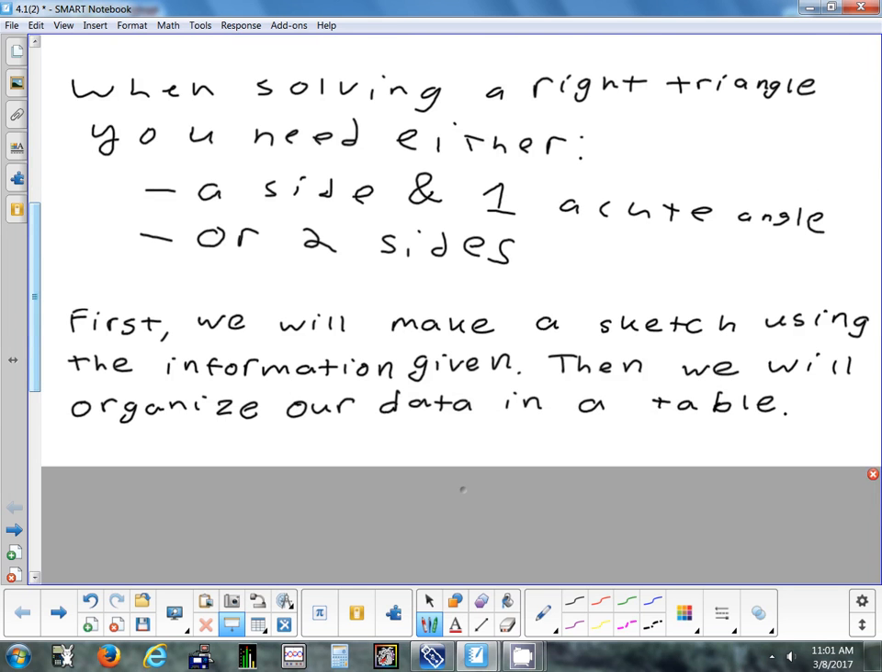So what we're going to do is we're going to make a sketch using whatever information they give us. And then we're going to organize that information into a table.